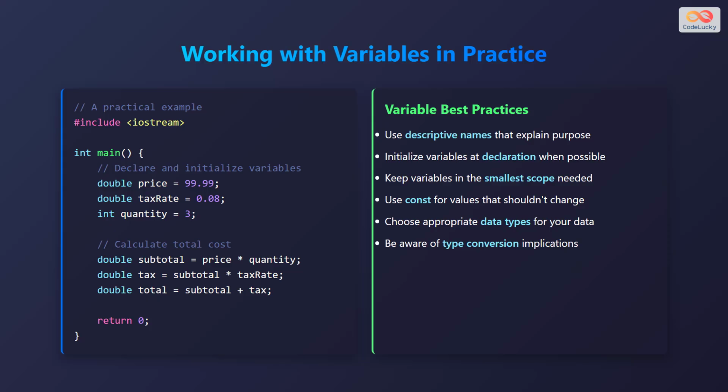Some variable best practices include using descriptive names that explain the purpose of the variable, initializing variables at declaration when possible, keeping variables in the smallest scope needed, using const for values that shouldn't change, choosing appropriate data types for your data, being aware of type conversion implications.